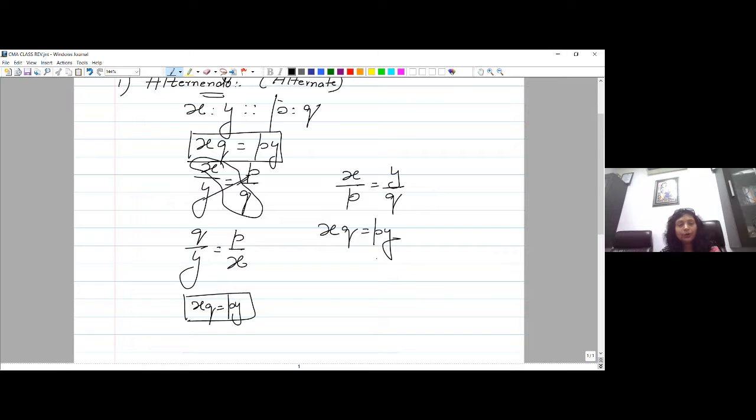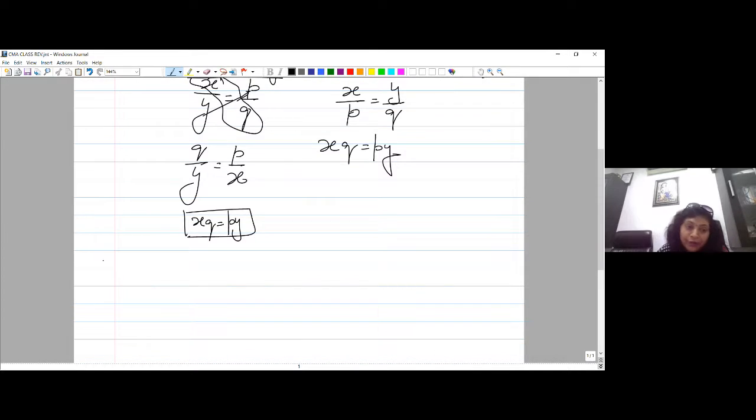This is called alternando. Alternando means alternating either extreme items with each other or mean items with each other. We are not alternating extreme with mean. We are alternating one extreme with another extreme and one mean with another mean. This is called your first property, that is called alternando. Now the second property says invertendo.